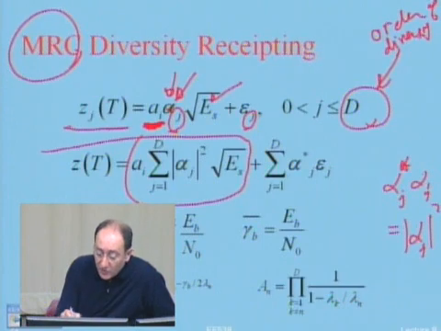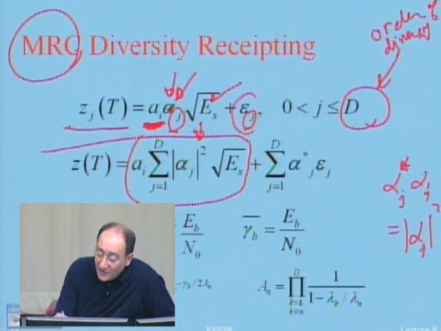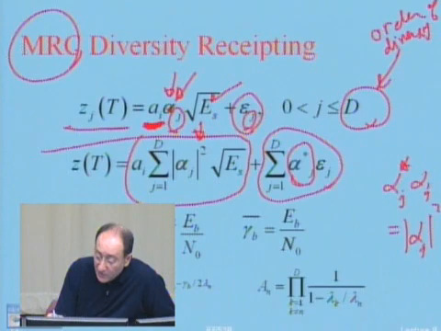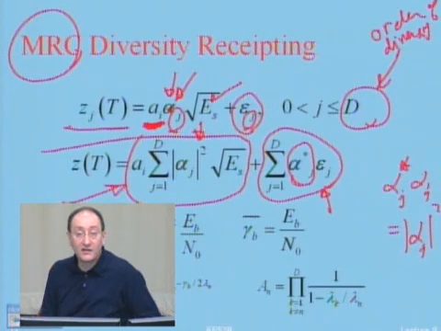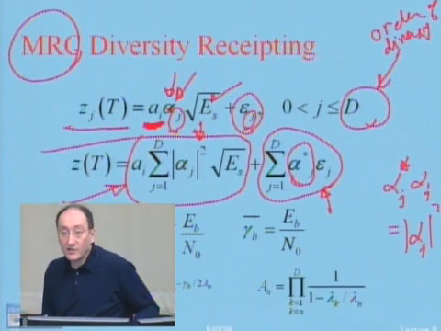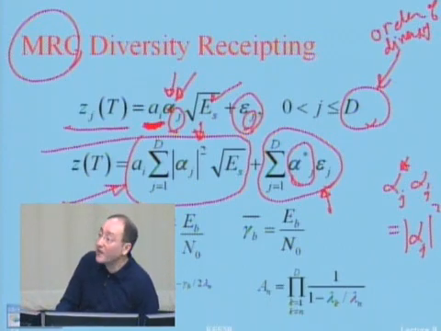This part is what is coming in here. Now, how about the noise? Noises are multiplied with alpha j's and then they add together, and this is it. So this is my noise, this is my signal. Okay, this is what? This is a maximal ratio combiner.